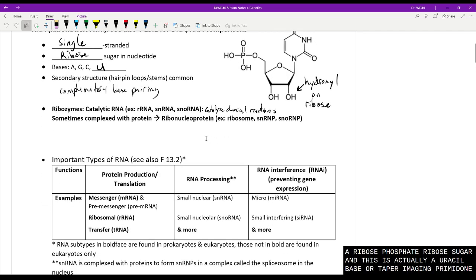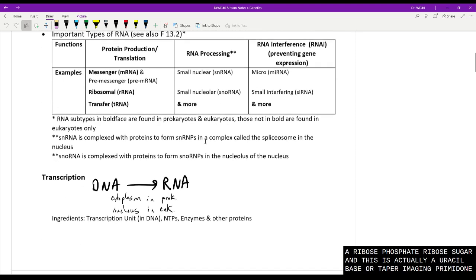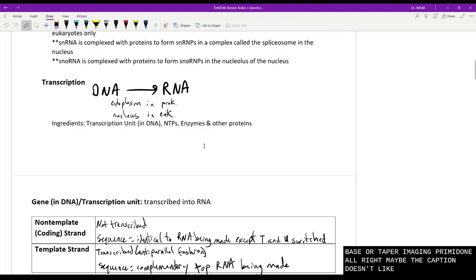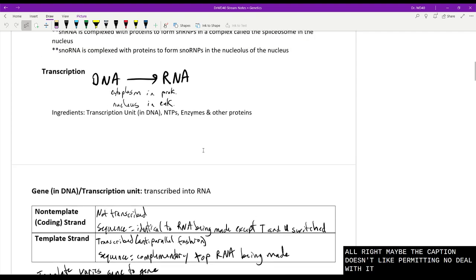Pyrimidine. There we go. Thank you, captioner. No, that's still not right. All right. Maybe the captioner doesn't like pyrimidine. Nope. Deal with it. All right.